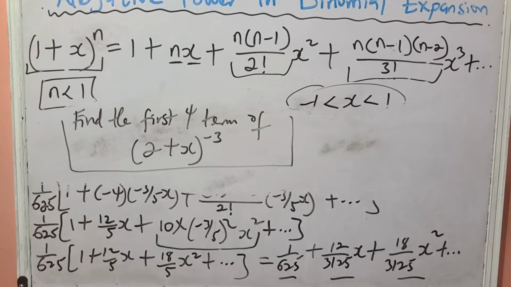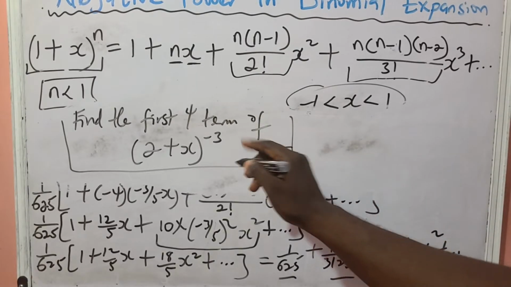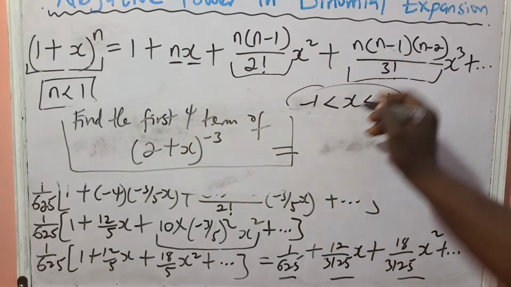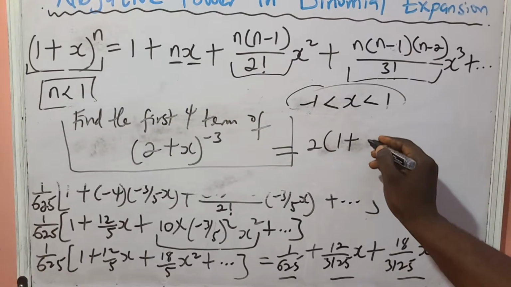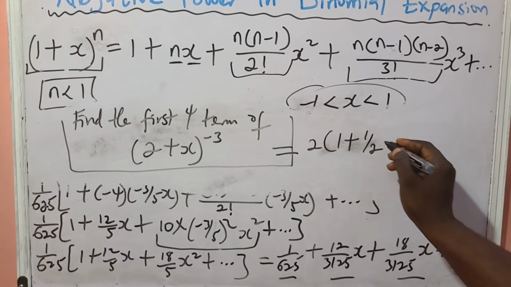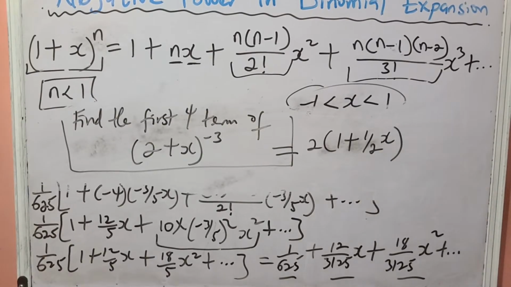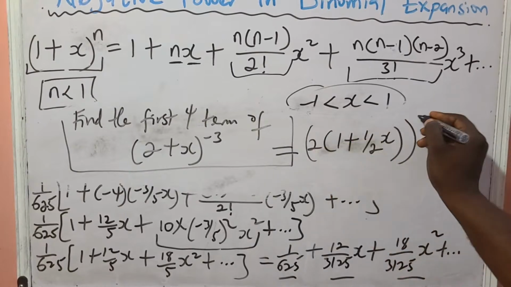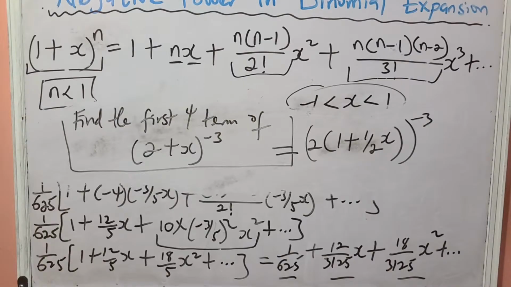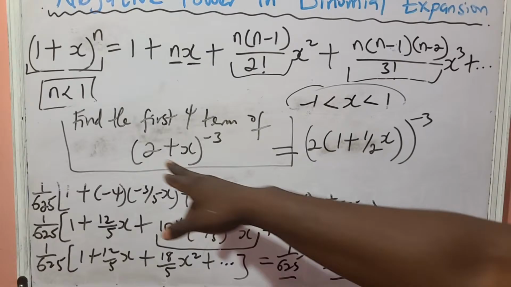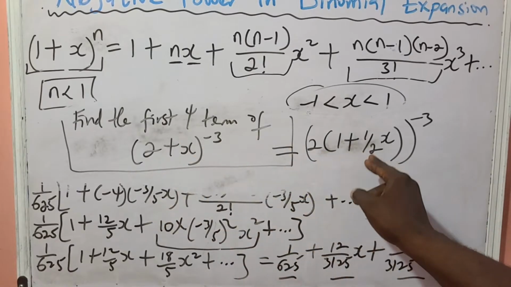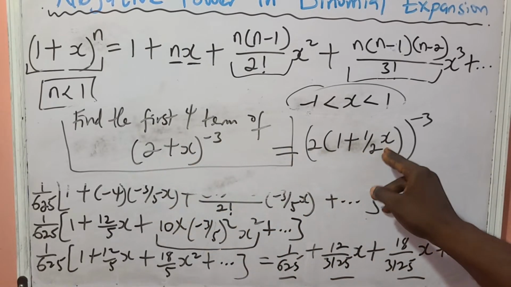Okay, so the first thing you have to do is to conform this to the format I told you, the format for the formula, which is by bringing out 2, and you have 1 plus 1 over 2x. That's the very first thing, because then everything will be raised to the power of minus 3. If you want to check this, open this: 2 times 1 is 2, and 2 times 1 over 2 will give you 1, which is what you're looking for, x.